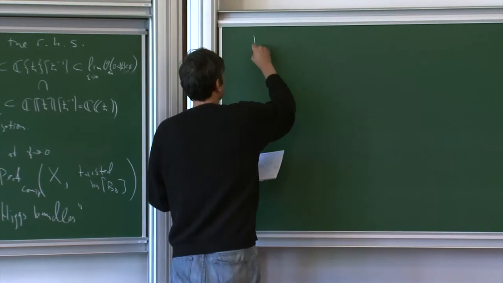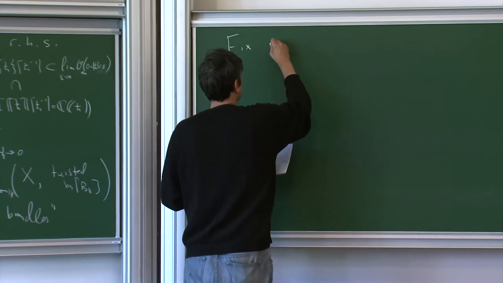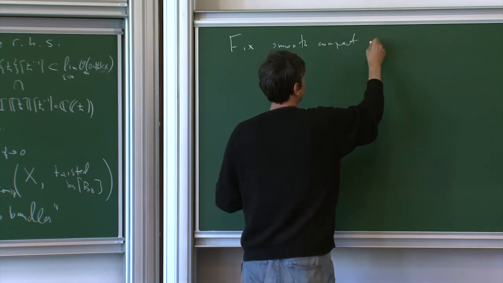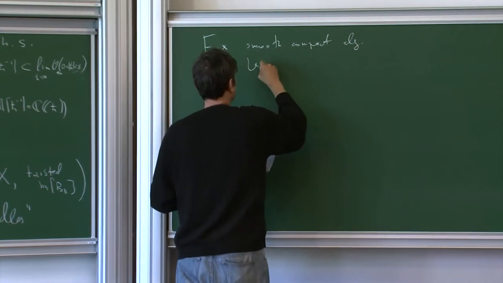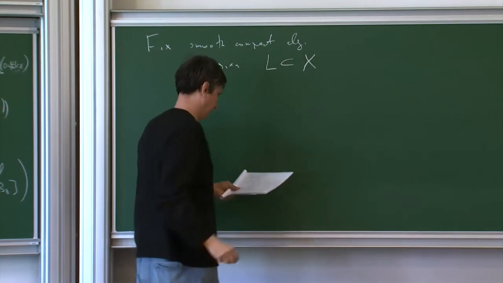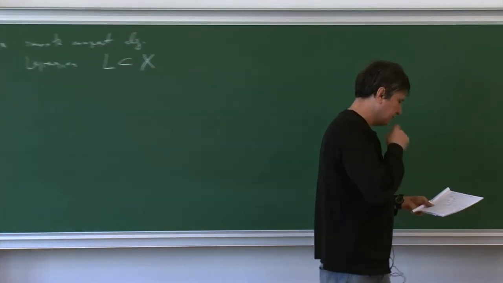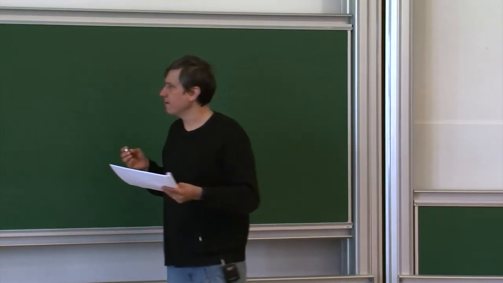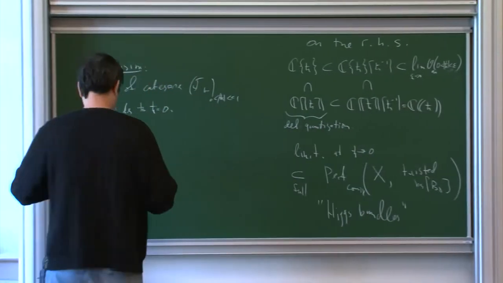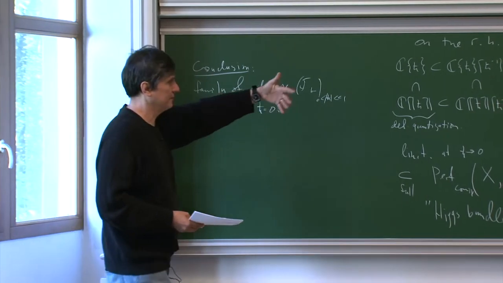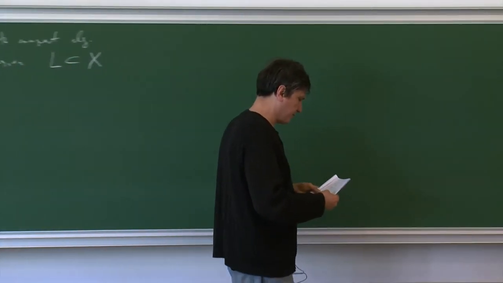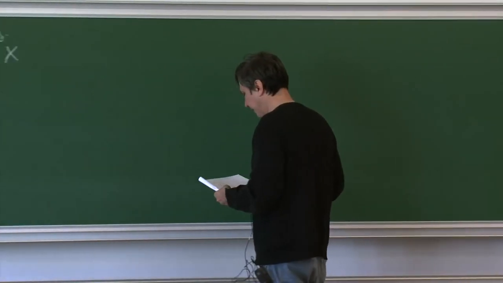To do so, we first fix a smooth compact algebraic Lagrangian L in X. I will use an approach to Fukaya categories that starts not with singular objects but with a smooth one and some local system, and try to interpret this object on a small neighborhood of L.